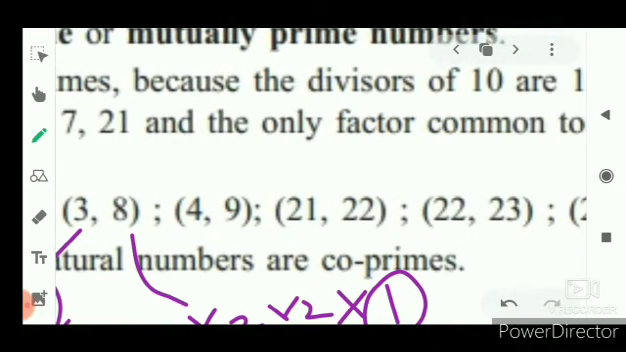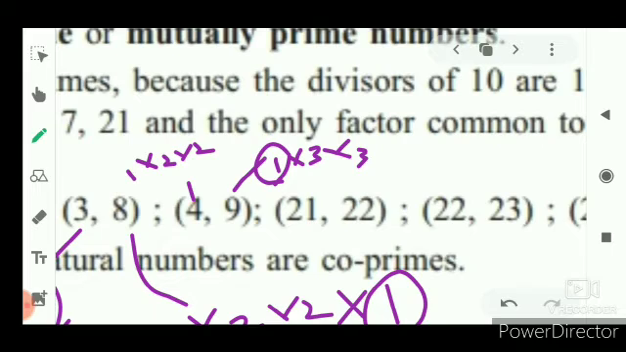See, in 4 and 9, if we take the factors of 4, then it is 1 into 2 into 2. If we take the factors of 9, then it is 1 into 3 into 3. So the only common factor between 4 and 9 is 1. It means that 4 and 9 are mutually prime numbers or co-prime numbers or relatively prime numbers.